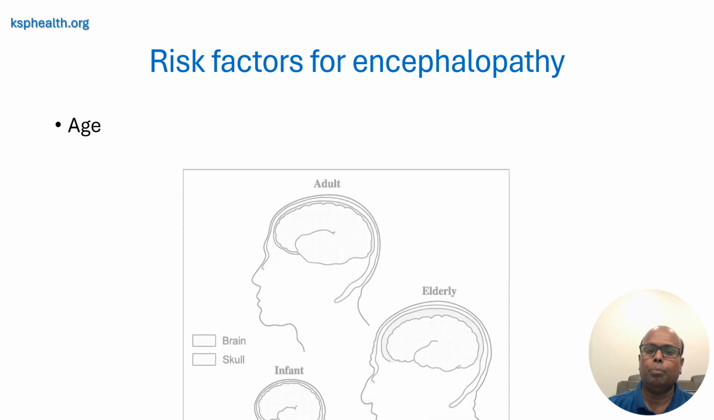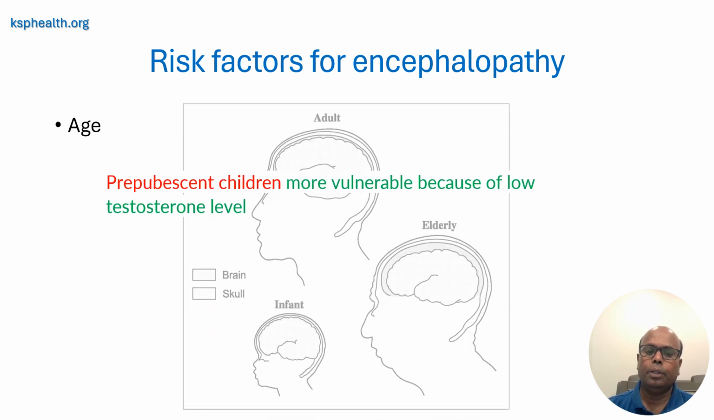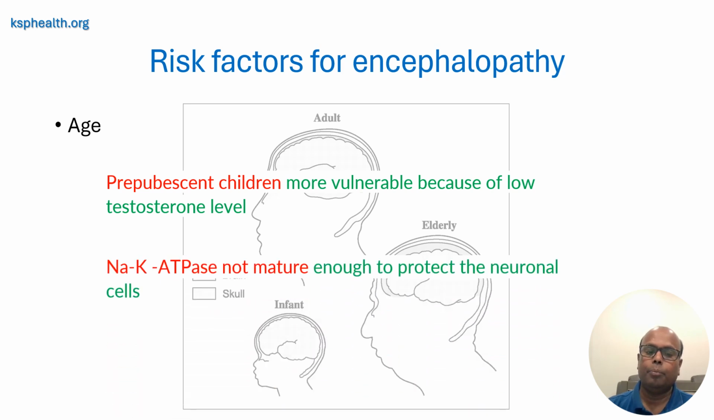In addition to the brain and skull ratio, prepubescent children are more vulnerable because of low testosterone level. Testosterone does not promote adaptation, but the absence of testosterone affects the adaptation because of its effects on sodium potassium ATPase. In addition, sodium potassium ATPase is also not matured in small children.